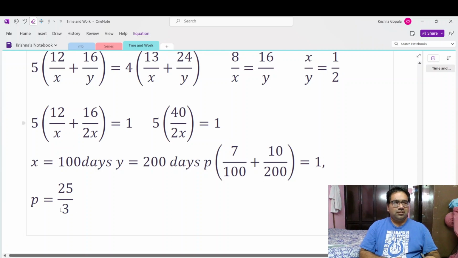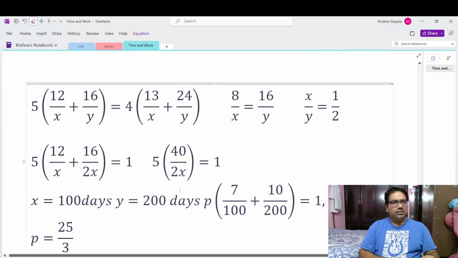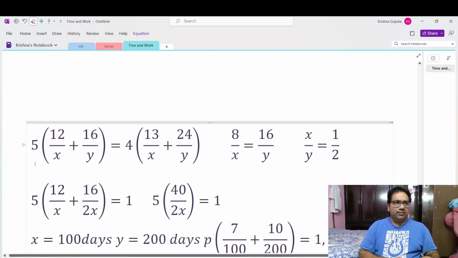If you solve this, then P becomes 25 by 3, which is 8.3333, right? So 200 is the denominator. 14 plus 10, 24 by 200, right? You just need to understand how to write this equation. This is the critical part.